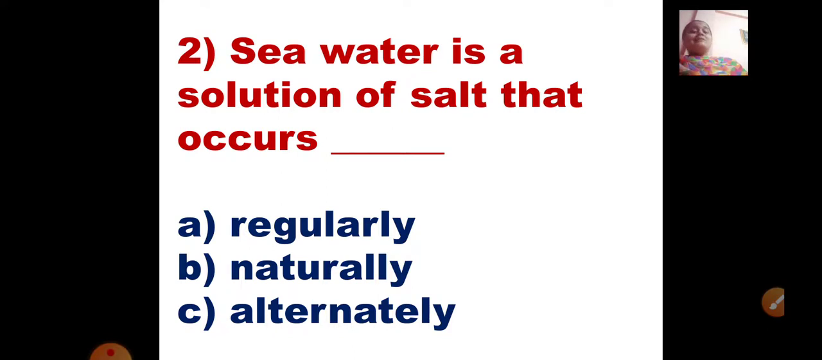Nobody has gone inside the sea and put salt in it. It is natural. It is God's creation. So it is naturally. Okay, so sea water is a solution of salt that occurs naturally.